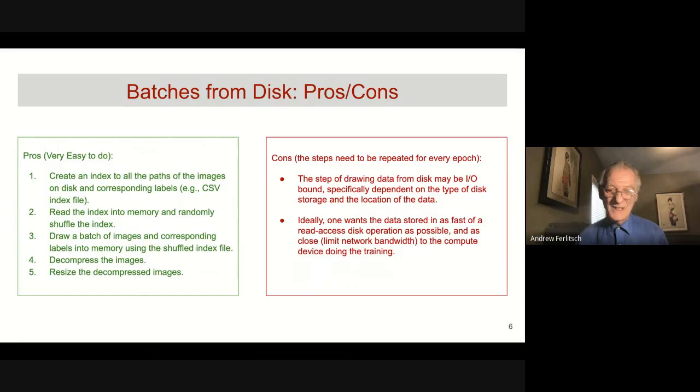Basically, you need to repeat this for every epoch. So you've got all that work going on, drawing from disk, uncompressing, resizing, et cetera, being repeated over and over and over. And that might make your training I/O bound, depending on the type of disk storage or the location of the data. So if you have slow disk storage, that's going to affect the training, or the location of that storage is far away on the network.